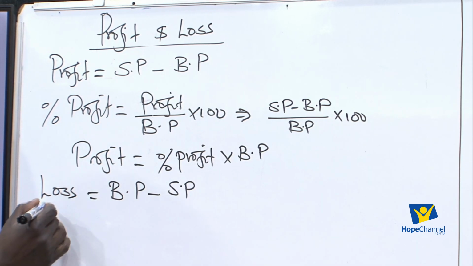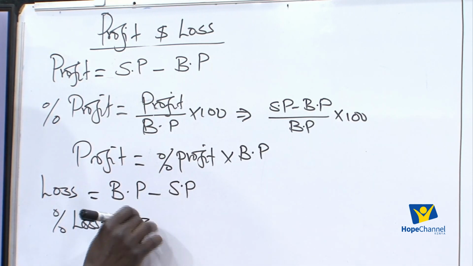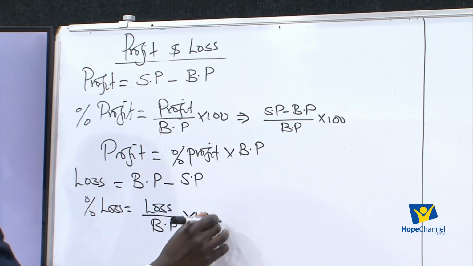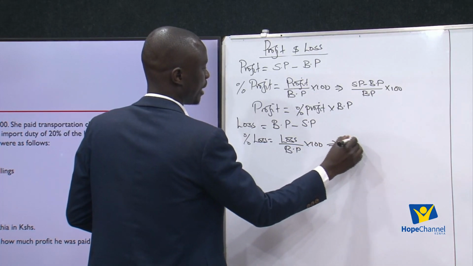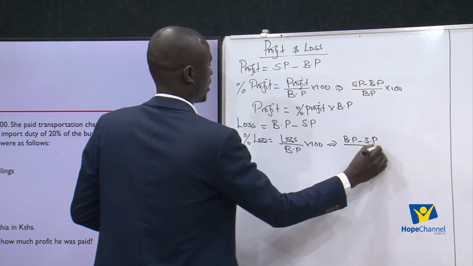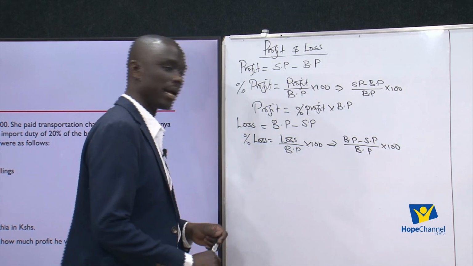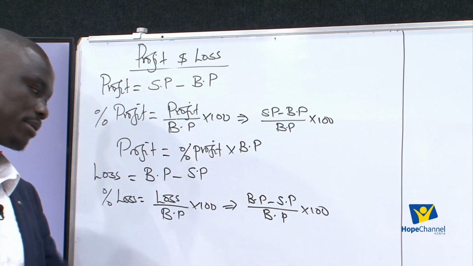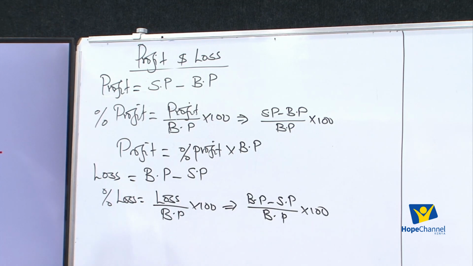So percentage loss is that loss we have calculated all over the buying price times what? Times 100. Remember, this formula can also be written as buying price minus selling price all over buying price times 100, because buying price minus selling price is the loss itself.